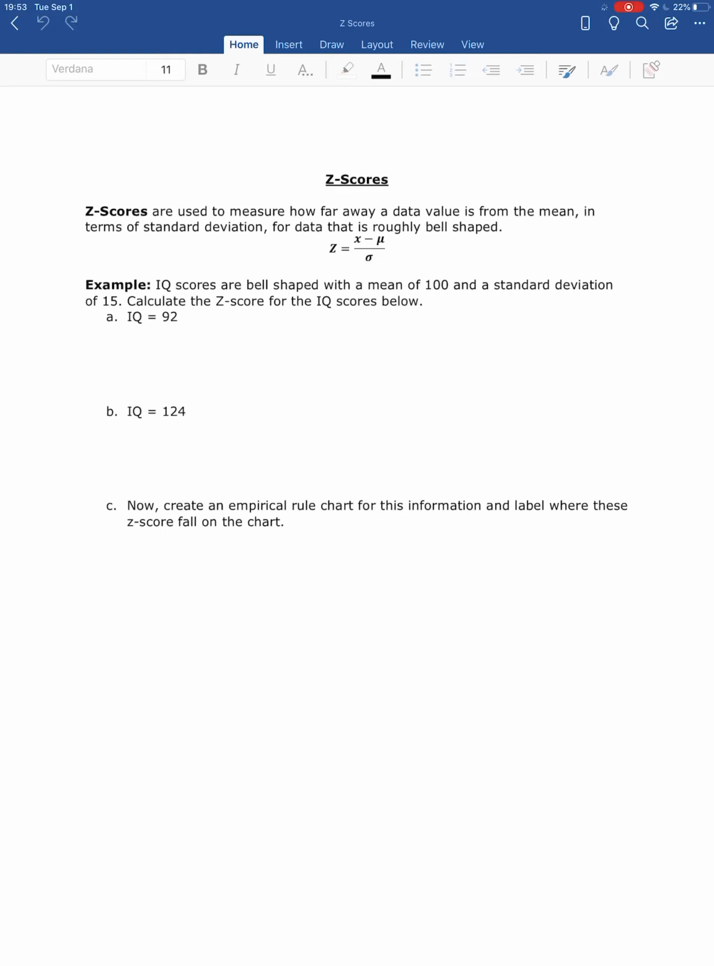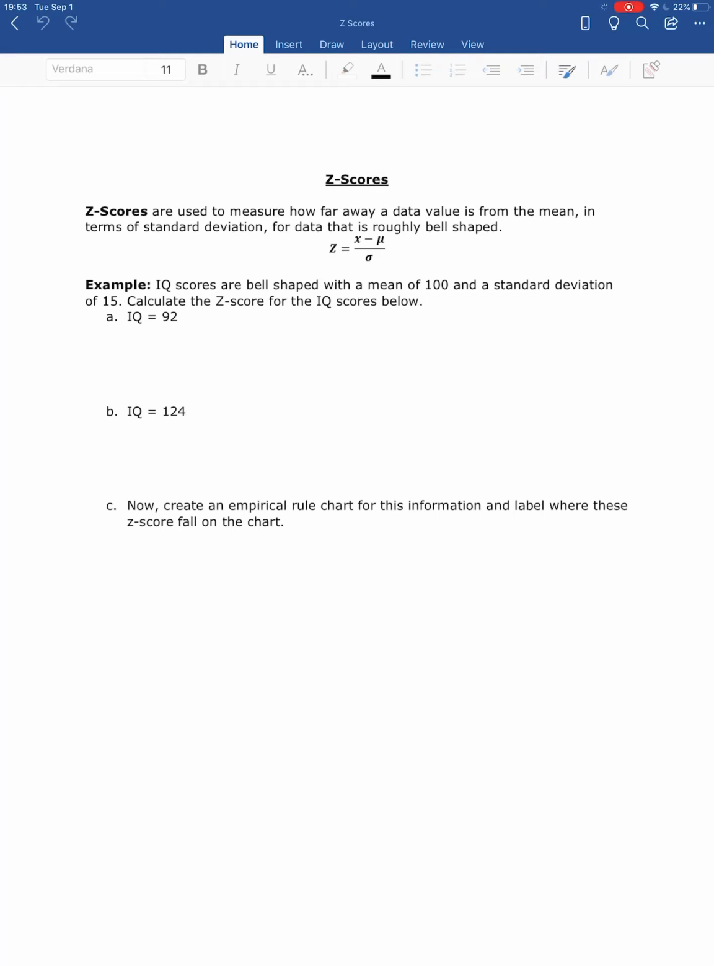All right, so now we're going to talk about z-scores. Z-scores are used to measure how far away a data value is from the mean in terms of standard deviations for any data set that is roughly bell-shaped. So instead of just looking at how many places away from the mean we are, we're going to calculate a z-score to tell us how many standard deviations away we are.